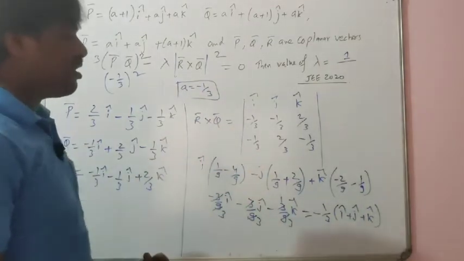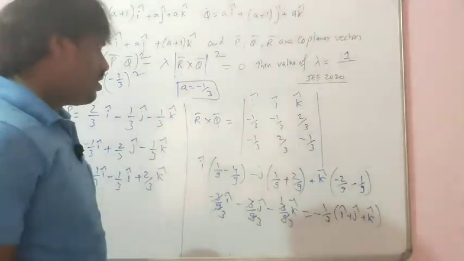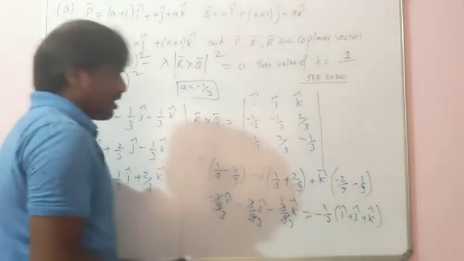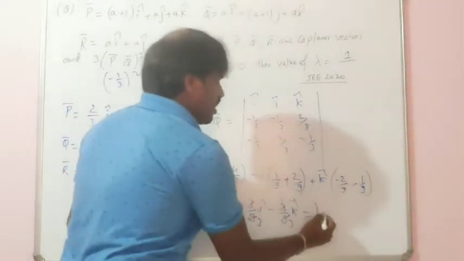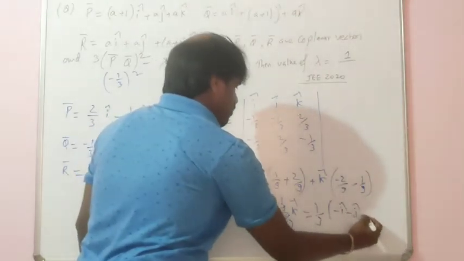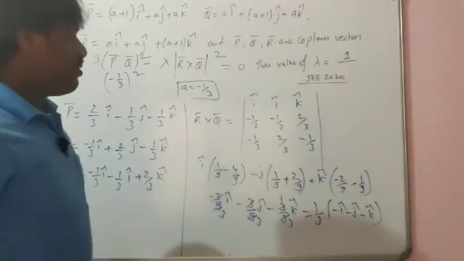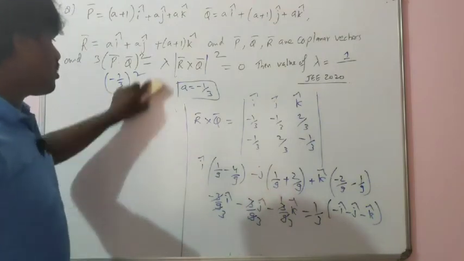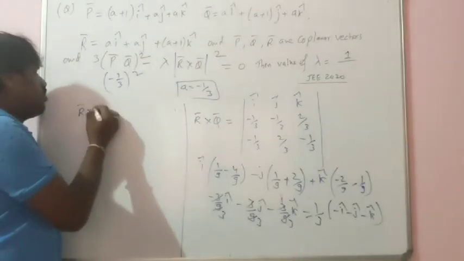I want to get the modulus of r cross q. Modulus of r cross q will be how much? Let's see here. You can express this in minus terms, no problem. So you get 1 by 3 into minus i cap minus j cap minus k cap. So you got r cross q. Now what I have to find is the r cross q mod. Hope you understand.